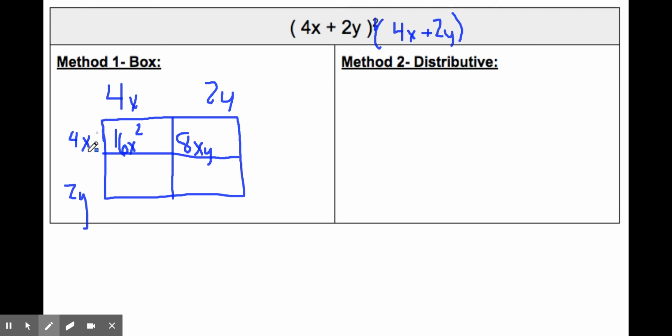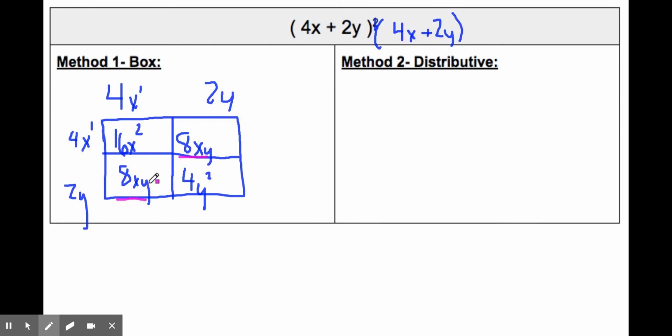Now when we get here, 4 times 2, 8. And I can't multiply the x and the y because they're not the same base. Like in this case here, you can see that I added the exponents to get squared. However, these are different bases, so that would not occur. So I'm just going to get 8xy here again. And then 2y times 2y, so 2 times 2, 4. Now we do have the same base of y and y, so we're going to add their exponents and get y squared.